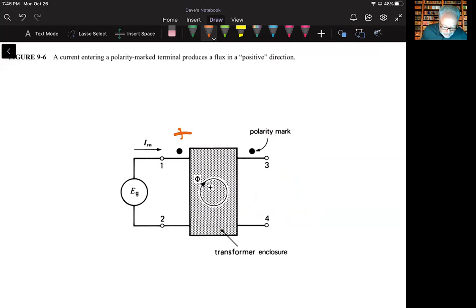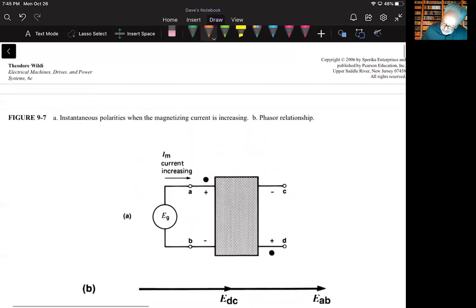Then the second rule says that if one polarity mark terminal is momentarily positive, then the other polarity mark terminal is momentarily positive. Like here and here. The rule enables us to relate the phasor voltage on the secondary side with the phasor voltage on the primary side. Okay, so let's see if I can help make sense of this for you.